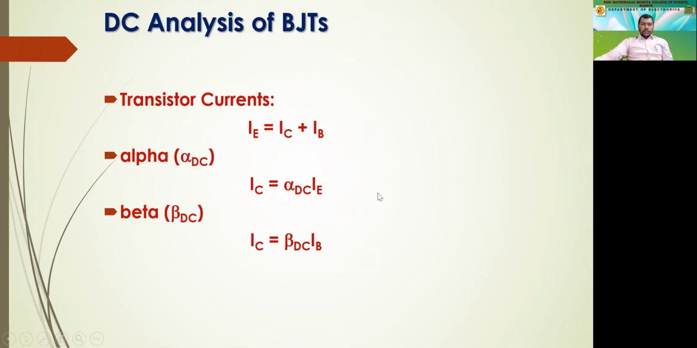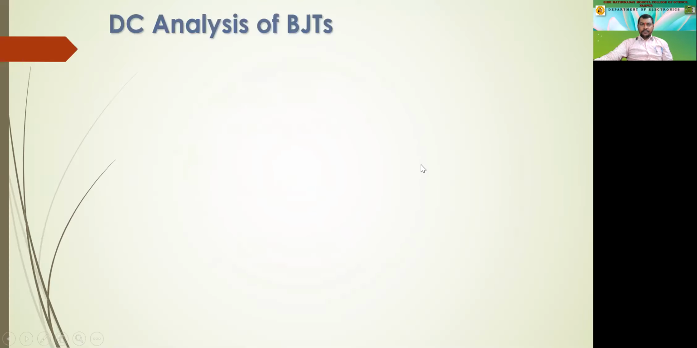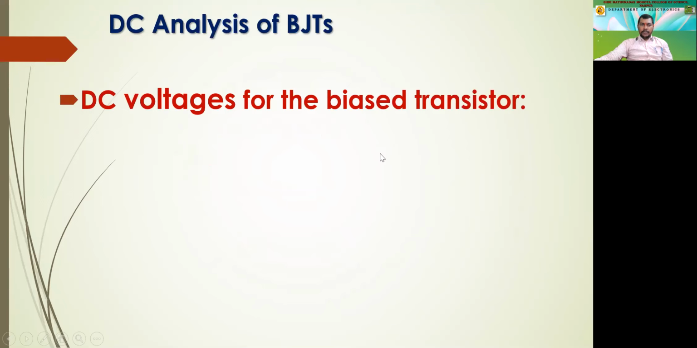Okay. So these are the DC currents of BJT, and the beta typically has a value between 20 to 200. I have written here, in comparison, it is around 20 to 500. So that is actually the base current amplification factor in common emitter amplifier. So this is the DC analysis of a BJT.